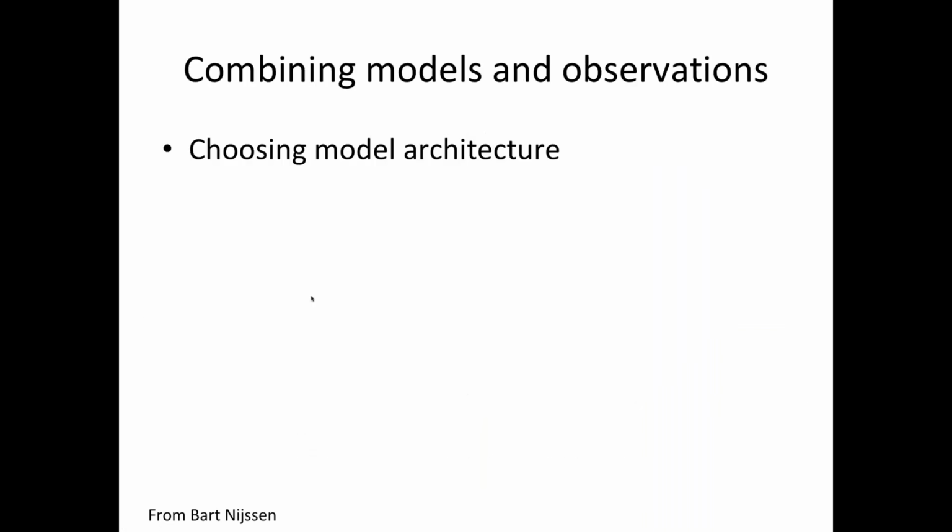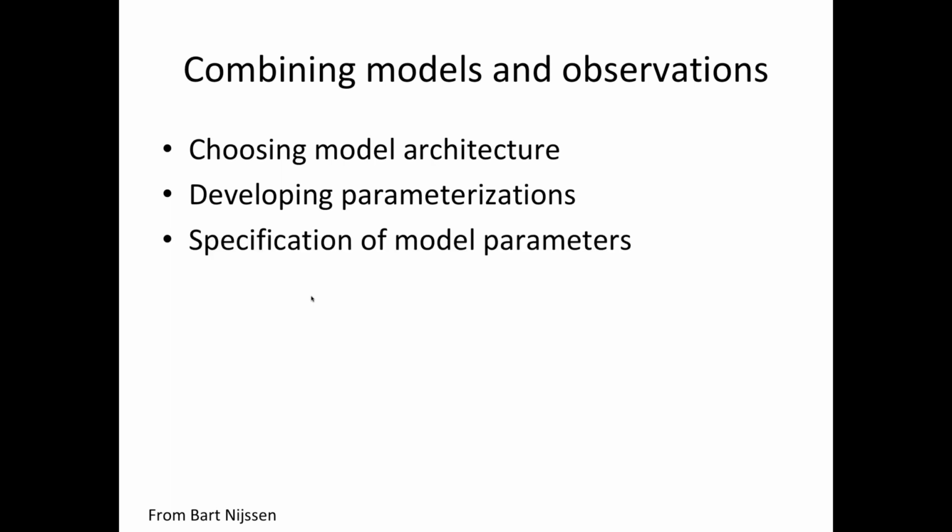We need to combine models with observations. The things we're going to go through in this class, starting next Monday, we'll talk about choosing the model architecture. What is in your model? How is it put together? How does it solve equations? Following that, we'll talk about developing parameterizations for the model. How do you specify the model parameters to go with those parameterizations? And we'll go into exactly what each of these are in just a few minutes. How do you pick the model forcings? How do you figure out if the model forcings are correct? And how do you evaluate your model and determine if it is functioning as you would like it to?